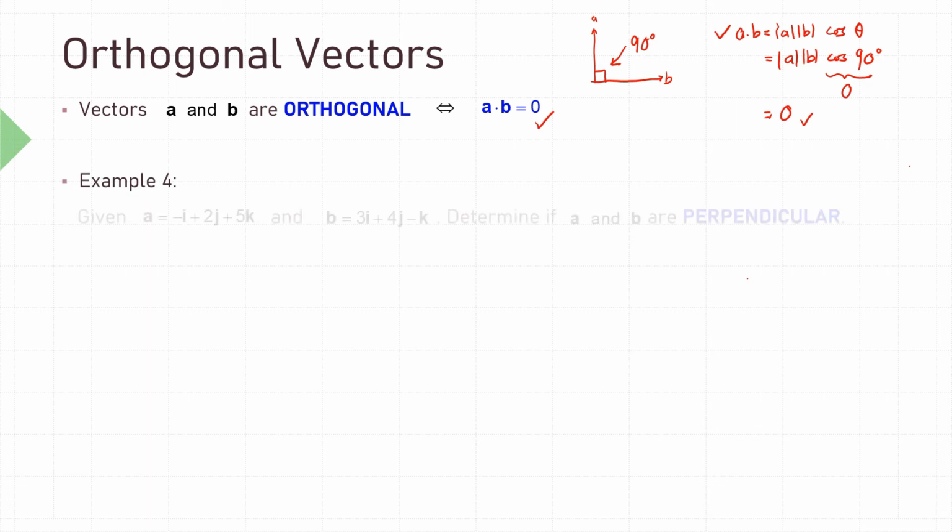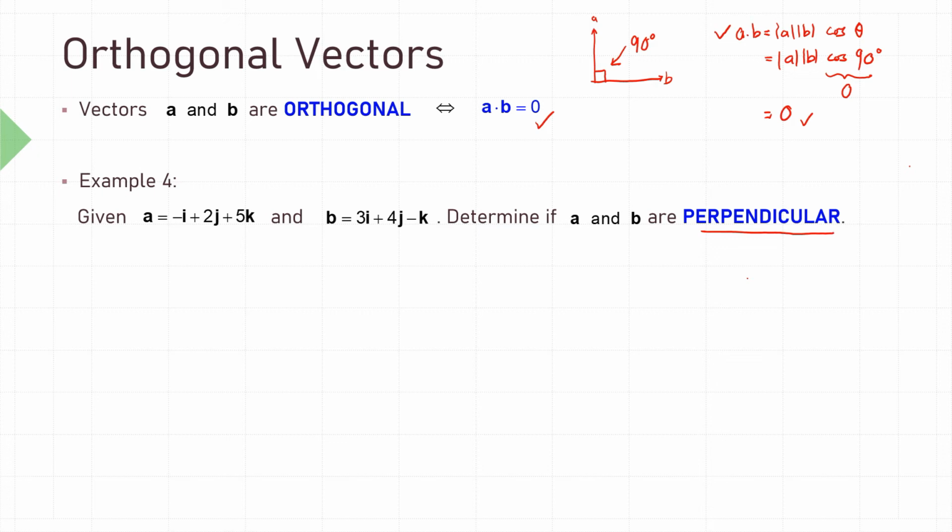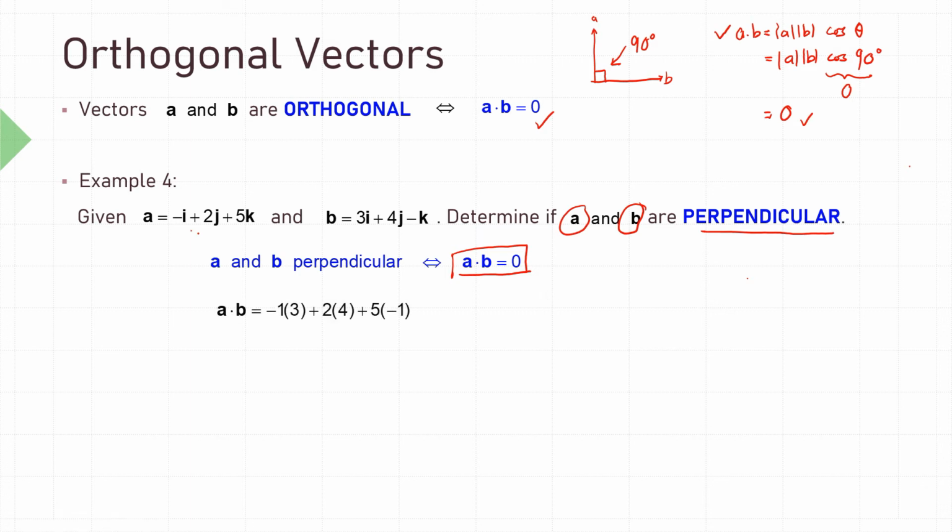So now let's see this example. Given these two vectors, we need to determine if A and B are perpendicular, sometimes known as orthogonal, sometimes known as perpendicular. So we need to check whether A dot B is equal to 0. If A and B are perpendicular, if and only if, then A dot B equals 0. So we need to find the dot product between A and B here. We multiply negative 1 with 3 plus 2 with 4 plus 5 with negative 1. That's why we have this equation here.